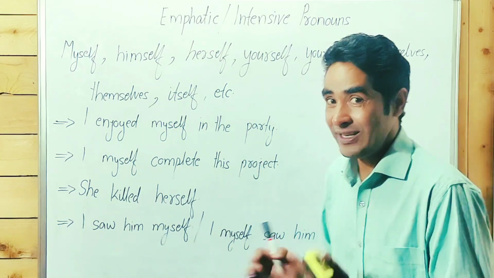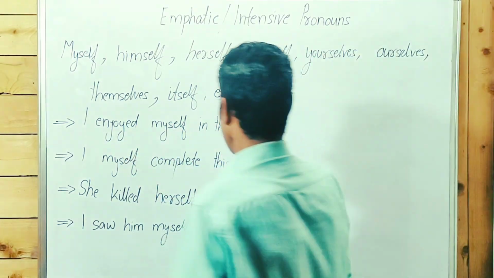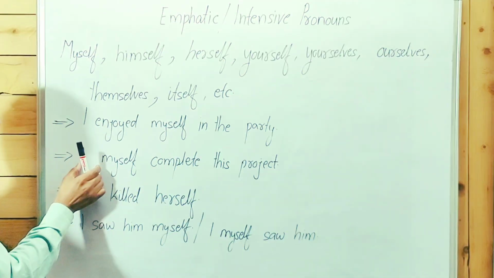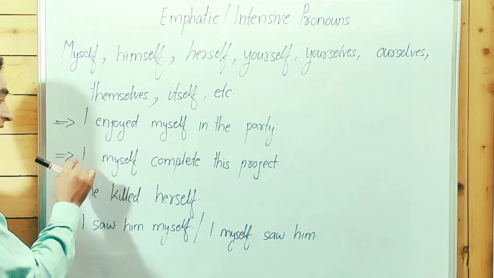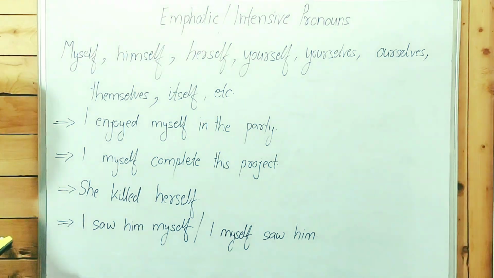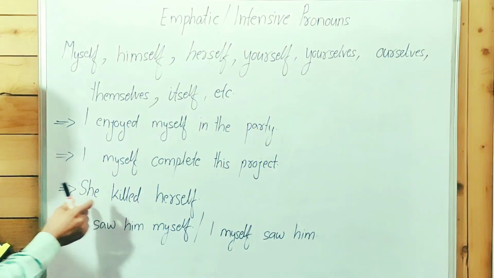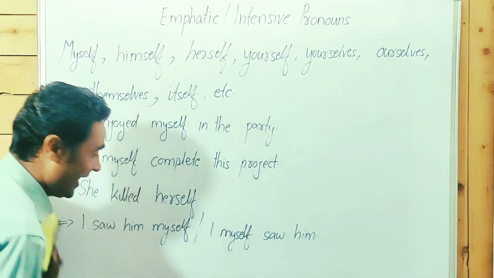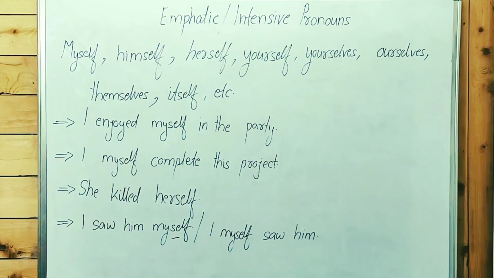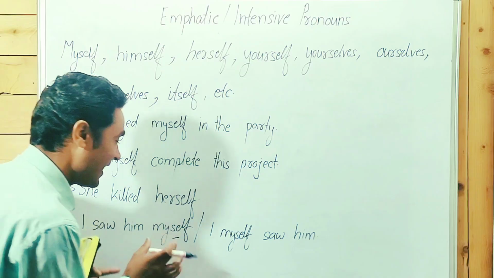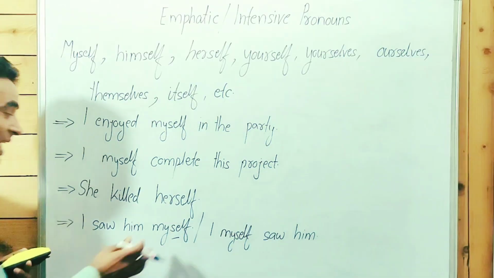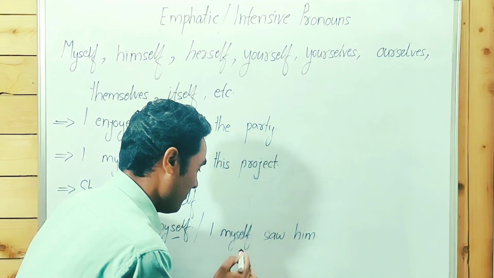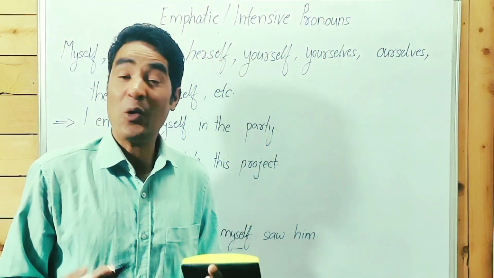You must have noticed over here self pronoun has been used after a verb. Here in this sentence, self pronoun has been written after a subject, after a pronoun. In this sentence, after a verb again, and in this sentence, at the end of the sentence. I myself saw him. After the subject, self pronoun has been written.